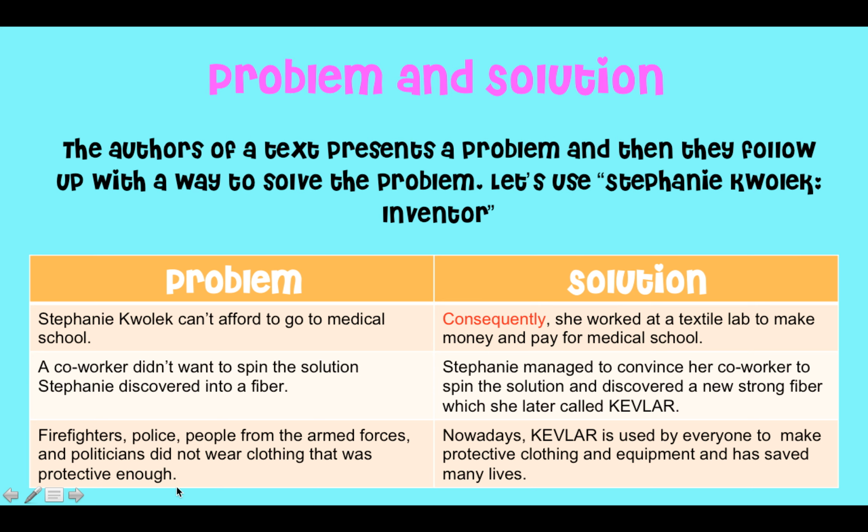And again, why would it be a problem that firefighters, police officers, and people from the armed forces don't have clothing that's going to protect them? That could be a problem because they could get hurt more easily, right? But you fix that problem by creating and using new materials that were invented to make this clothing, this equipment that's going to help them.